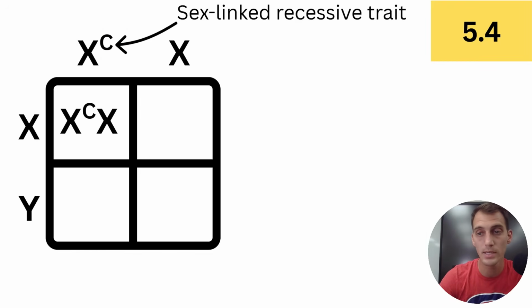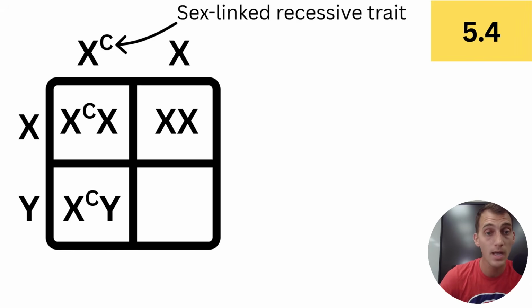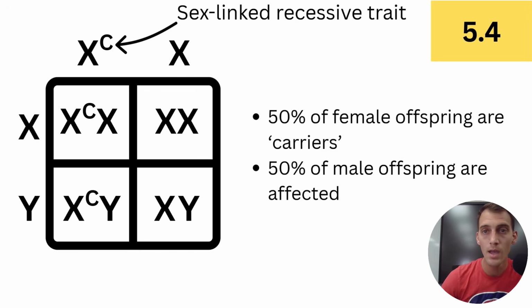So if we cross these two, they have kids. They have one daughter who's what we refer to as a carrier. They have another daughter who does not carry the gene. They have one son who has one copy of the gene, and then they have another son who does not have a copy of the gene. Now, one of these kids is colorblind. Can you guess which one it's going to be? Well, it's going to be this guy right down on the bottom left.